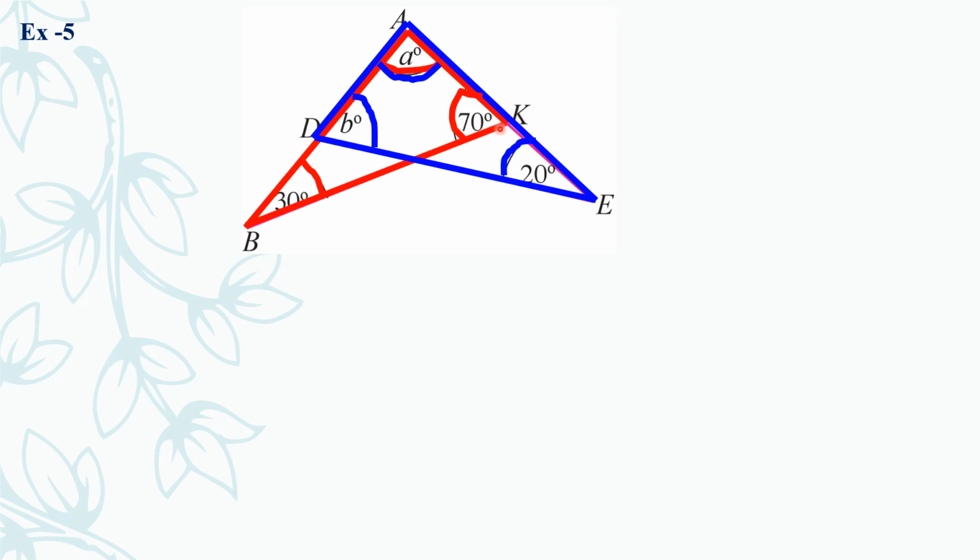But from which triangle should we start? From the blue color triangle or from the red color triangle? Which one? The thing is, you have to check the interior angles. In the blue color one, this one is unknown, and this angle is also unknown, and this one is known, but these two angles are different angles, or unlike terms.